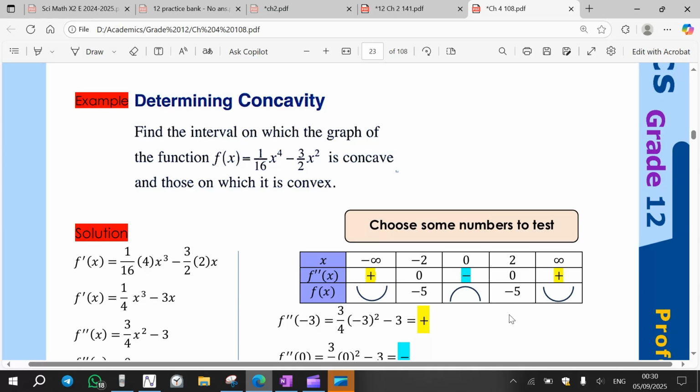Point of inflection is only one type. It's not like a critical point, which can be maximum or minimum. It's just point of inflection.